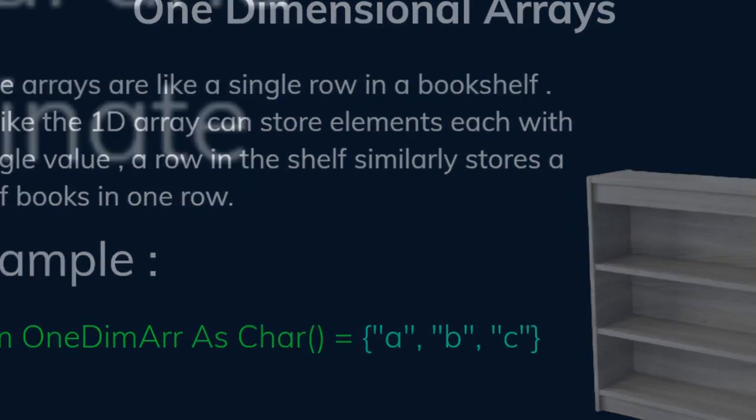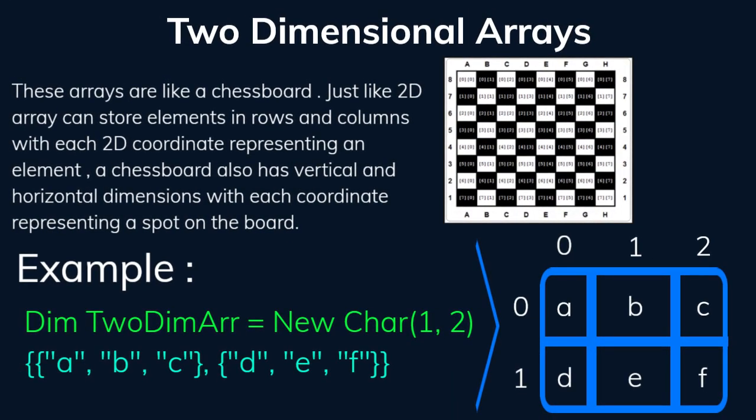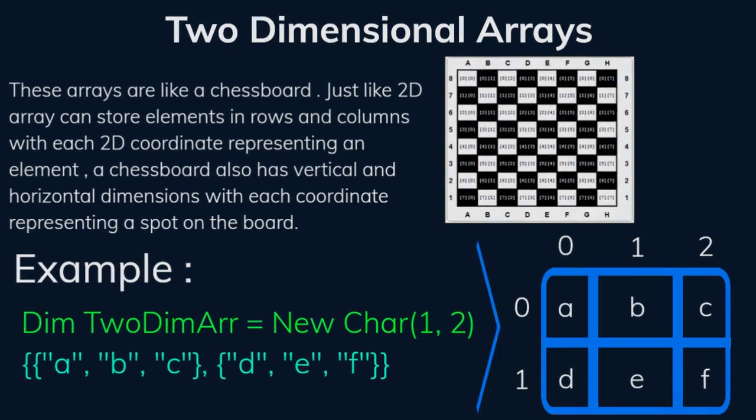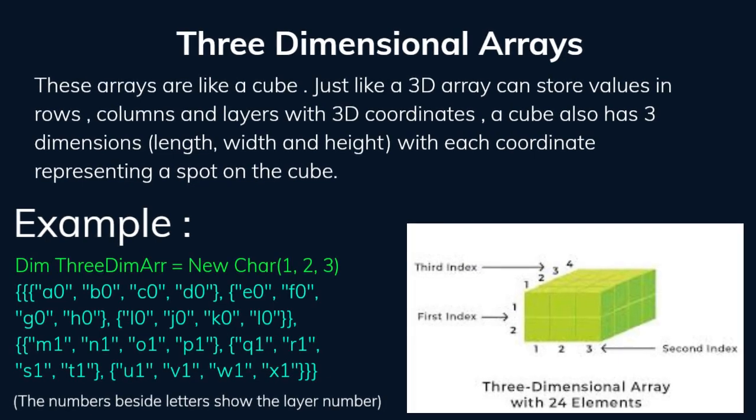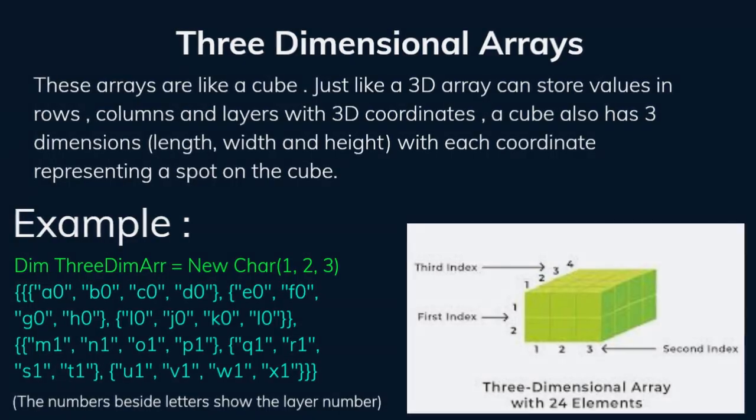Now, in two-dimensional arrays, they are organized like a chessboard. Just like a two-dimensional array can store data in rows and columns, with each element representing a combination of 2D coordinates, a chessboard has both a horizontal and a vertical dimension, with each coordinate representing a spot on the board. Now, three-dimensional arrays are like a cube. Just like a three-dimensional array can store data in rows, columns, and layers, with 3D coordinates, a cube has three dimensions: length, width, and height, with each coordinate representing a spot on the cube.